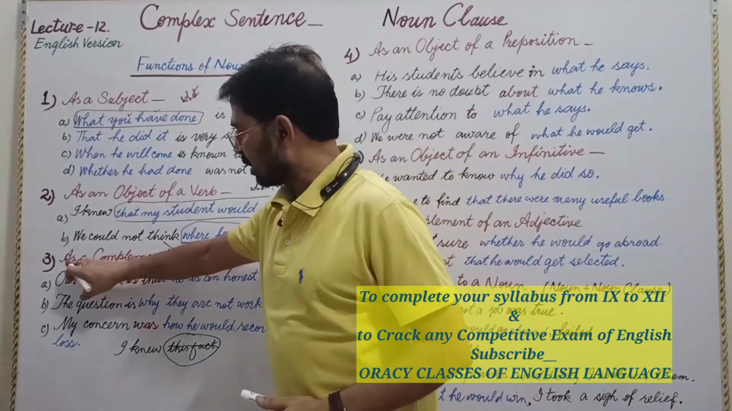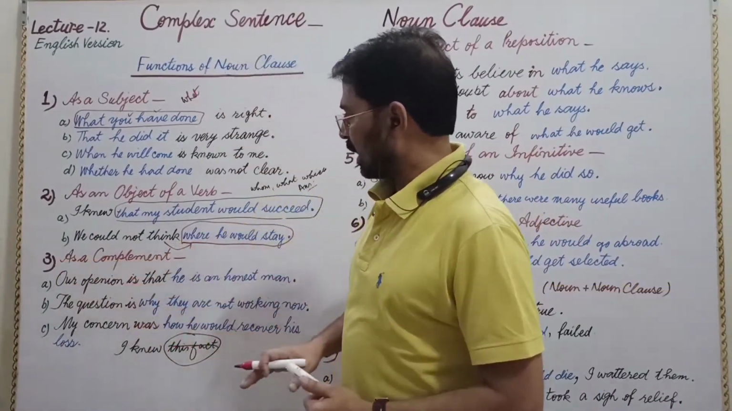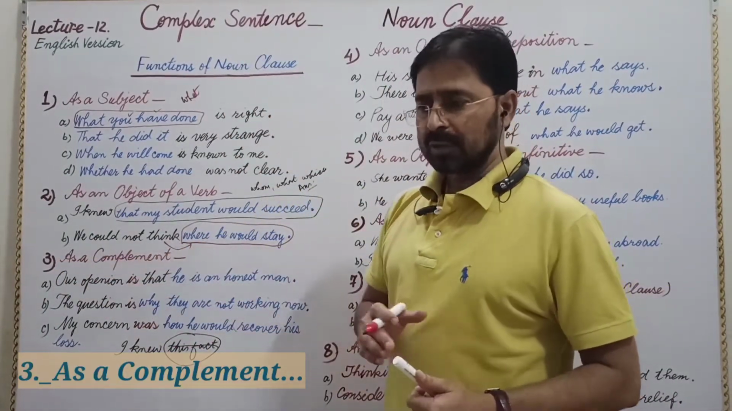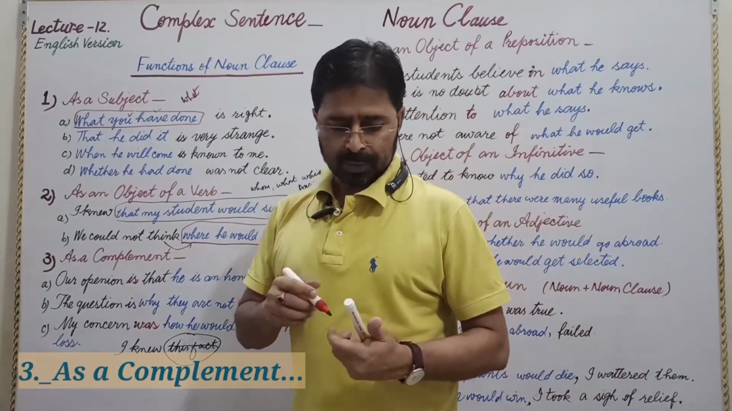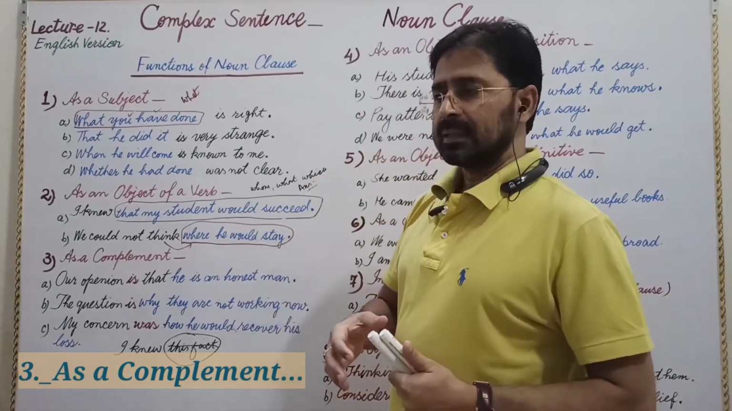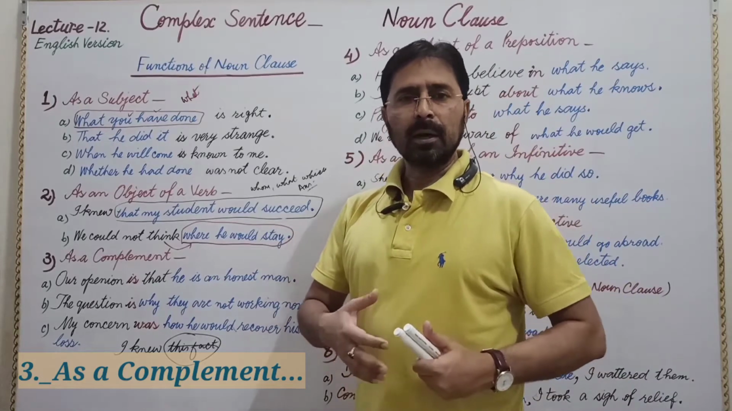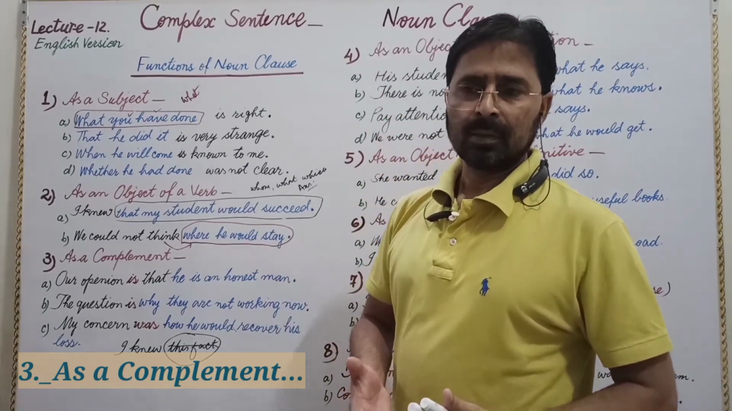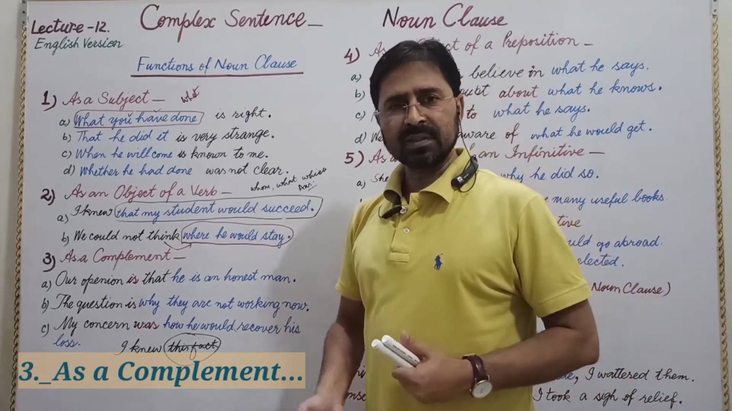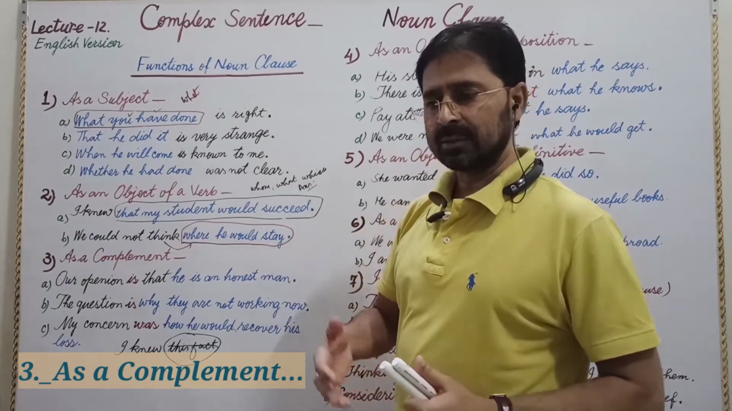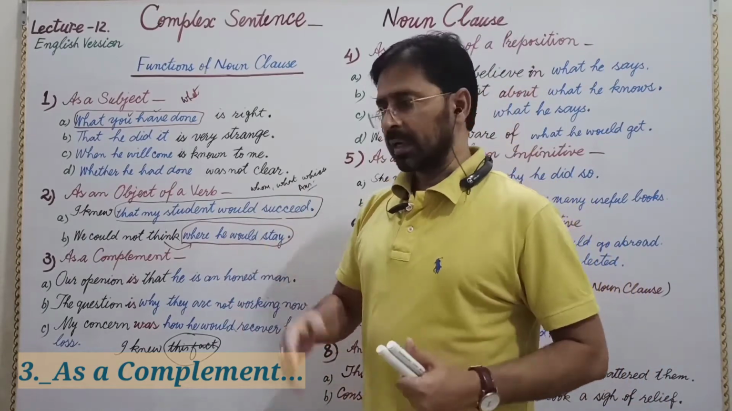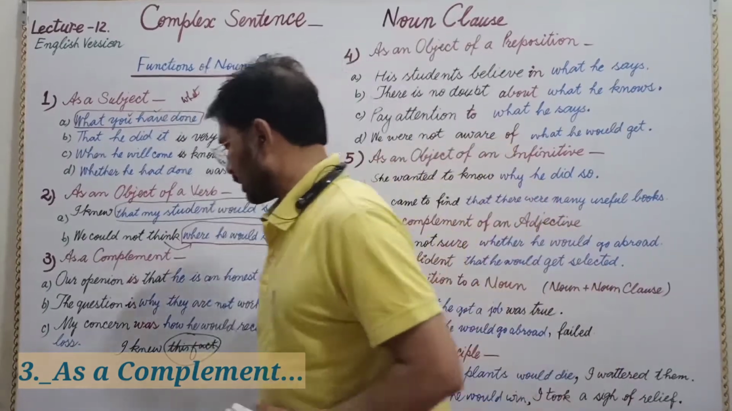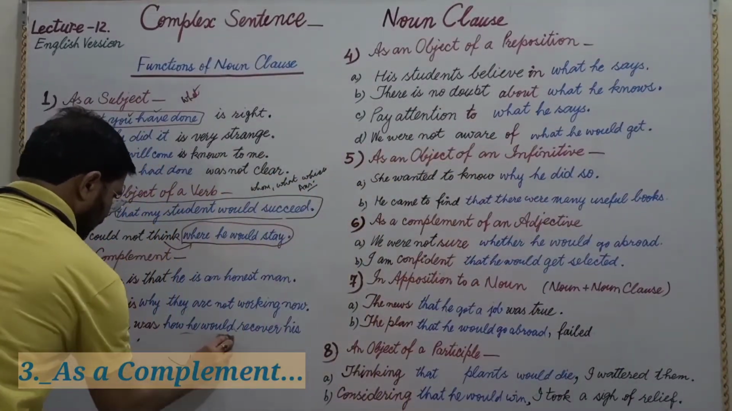Now students, let's understand point number 3, as a complement. Now first we'll have to understand what a complement is. A complement is a word or group of words that completes the sentence. Okay, it can complete the sense of a sentence, it can complete the sense of some noun or adjective. Now let's understand how we can use it.